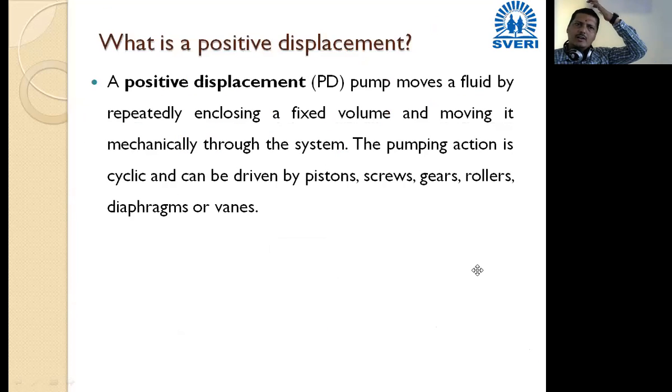Write down. A positive displacement pump moves a fluid by repeatedly enclosing a fixed volume and moving it mechanically through the system.